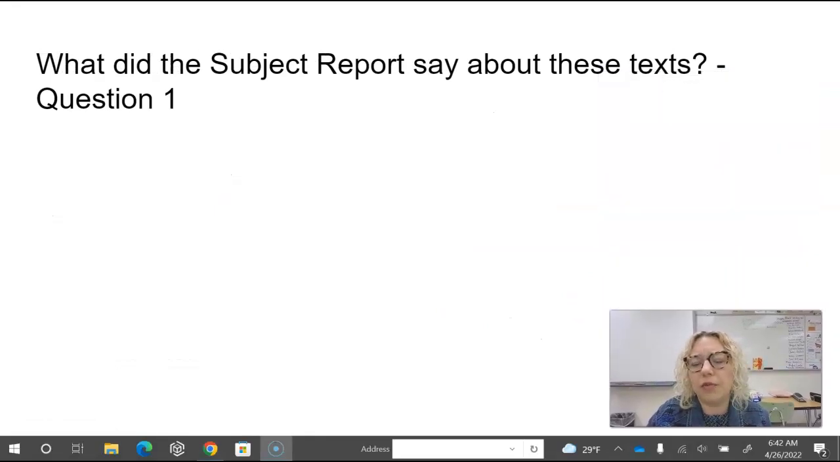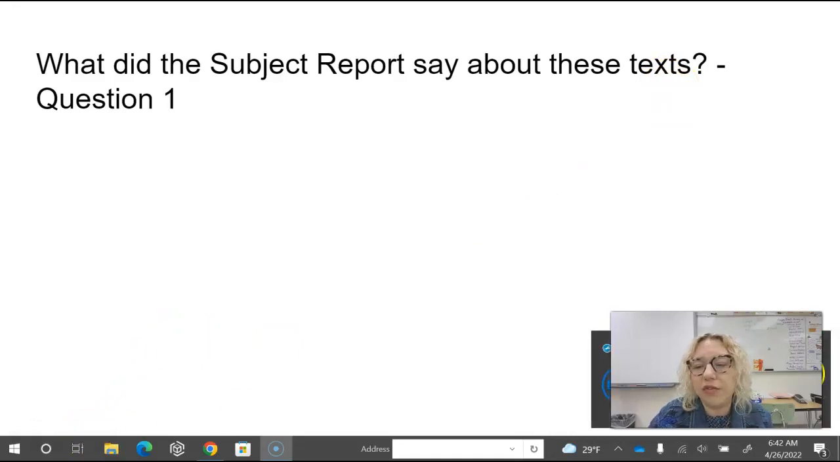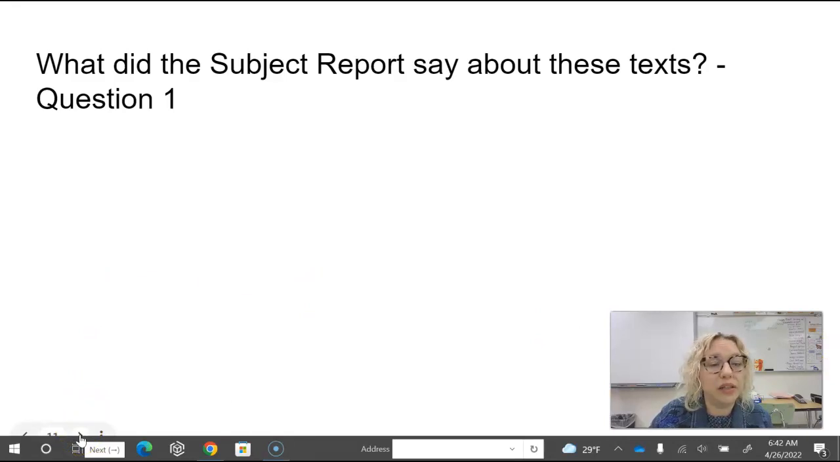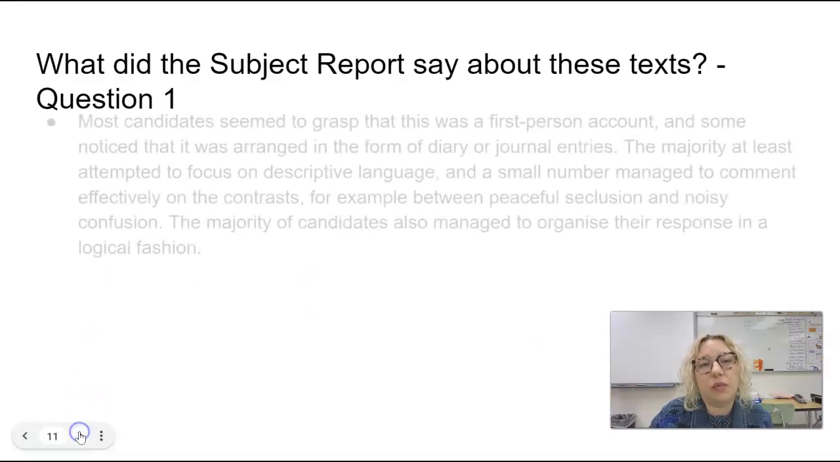Now, before we talk about what you found in JS's first essay, I did want to talk a bit about what the subject report said about these texts. The subject report is the report that the examiners create every year after the exam and send to all of the teachers. And then we, teachers, read them and use them as we teach you guys. So I want to show you, straight from the mouths of the examiners, what they're looking for, what they saw worked well in student essays, and what they saw needed work.